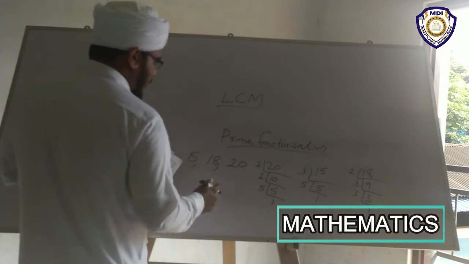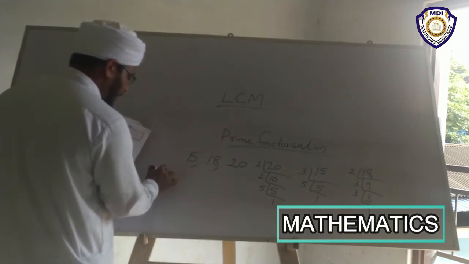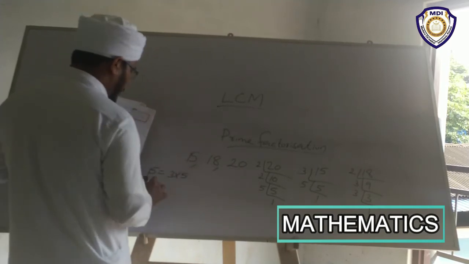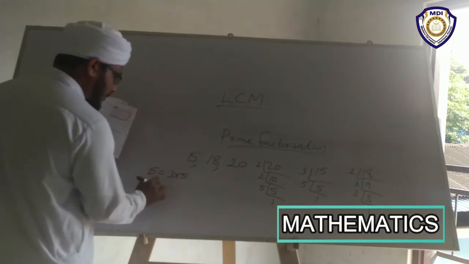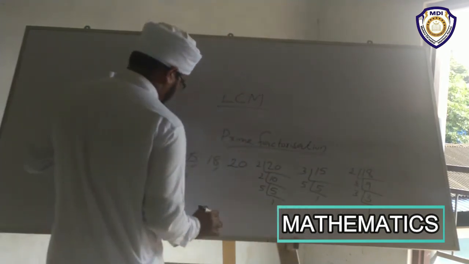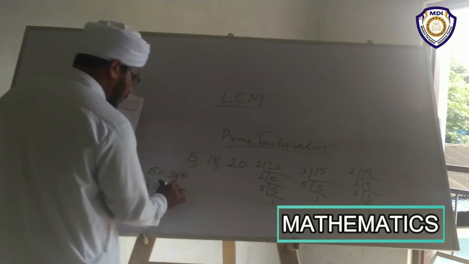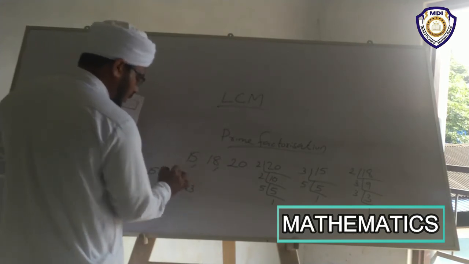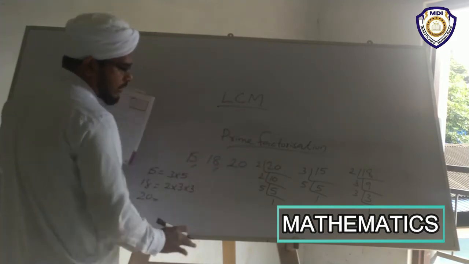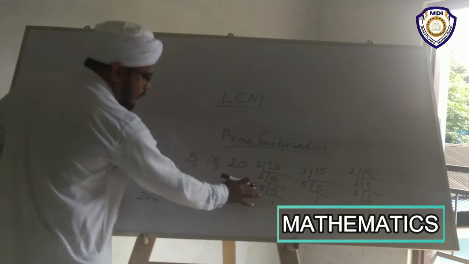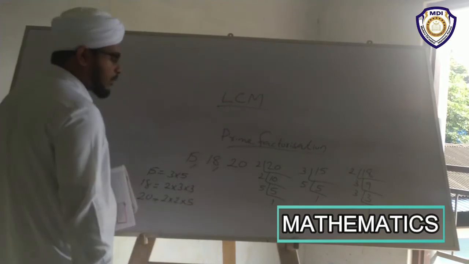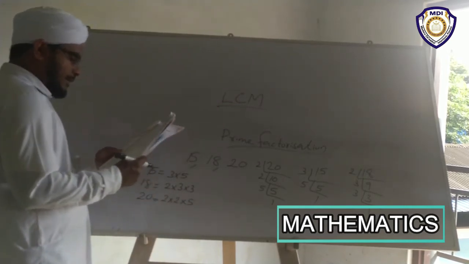After that, we have to write 15: 3 into 5. 18: 2 into 3 into 3. Okay. Then 20: what is it? 2 into 2 into 5. Okay. Then please listen here.